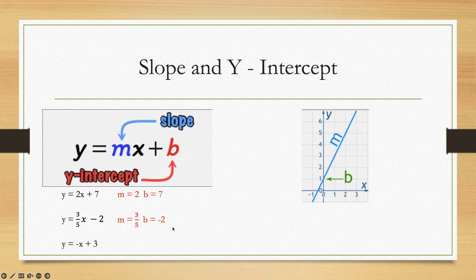I would begin at -2. I would touch the graph at -2 on the y-axis, not the x-axis. Some students make that mistake. It's on the y-axis. And then I would move up 3 over 5.